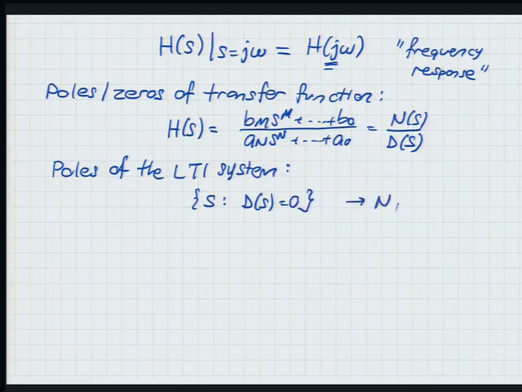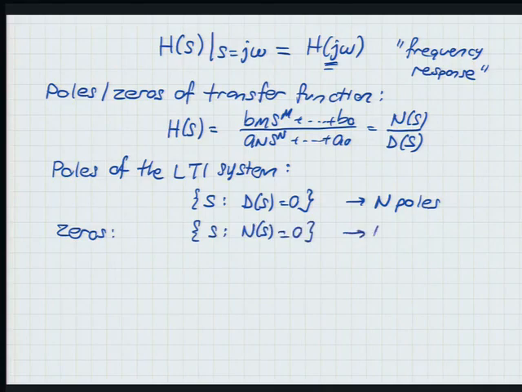N poles. Yes, n poles. And then zeros are the roots of the numerator, s such that the numerator becomes 0. The numerator being an mth order polynomial, we'll get m zeros in this model.